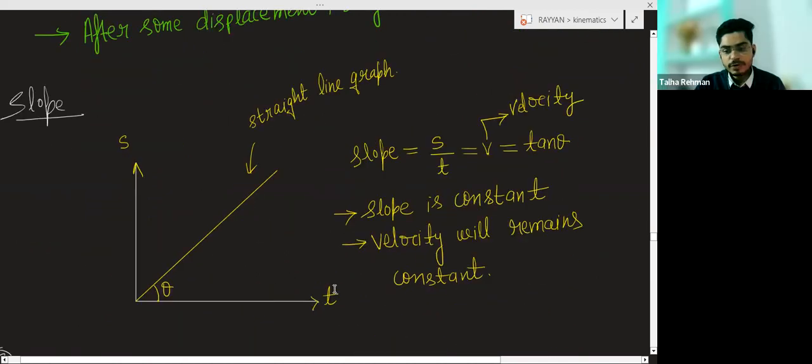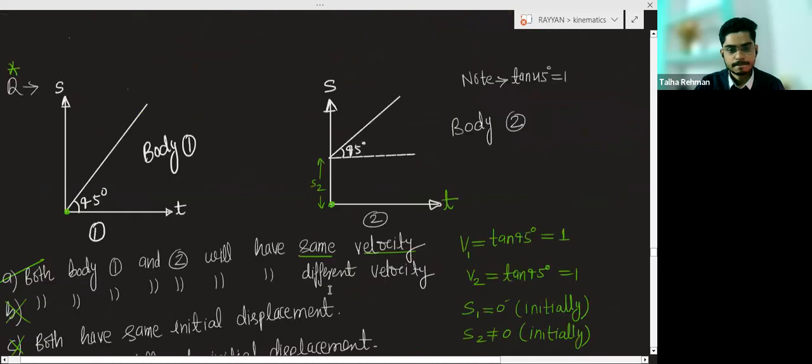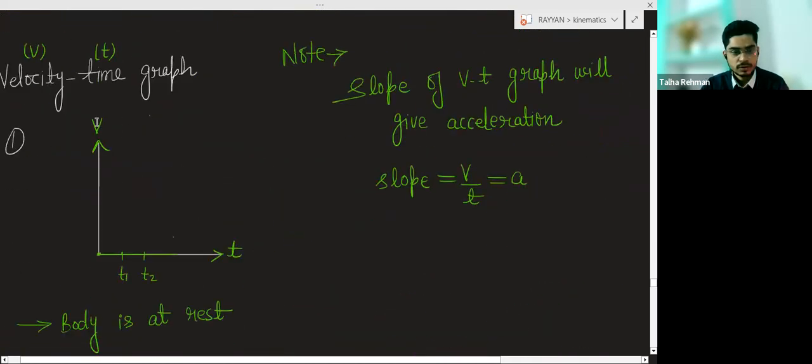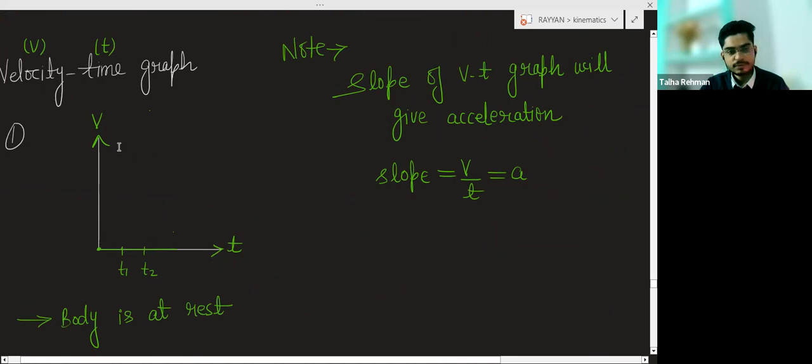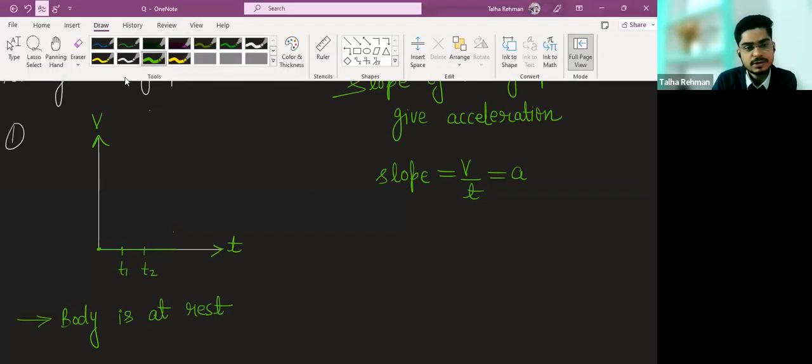This was the displacement time graph. Now we will discuss the velocity time graph. So this is a velocity time graph. And remember, the slope of the velocity time graph will be acceleration.